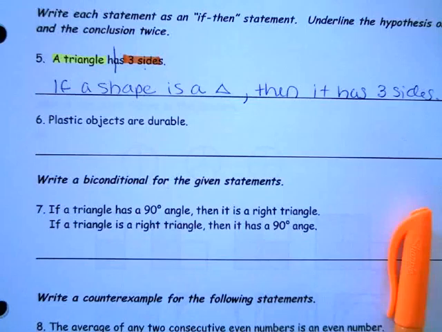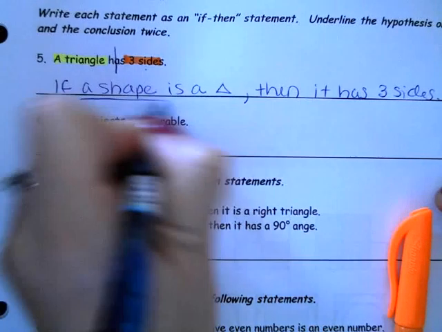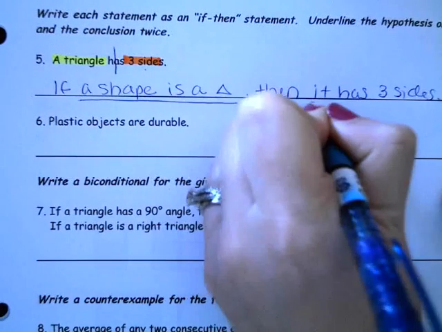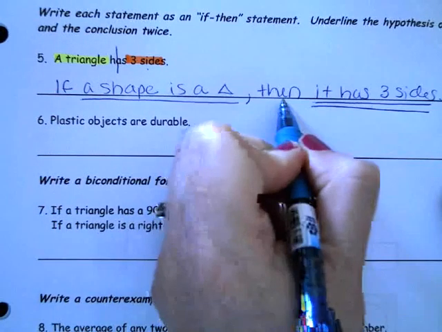So if we underline the hypothesis, hypothesis always comes after the if. So I'm going to underline that once, a shape is a triangle, and then underline it has 3 sides twice, which is the conclusion because it comes after then.